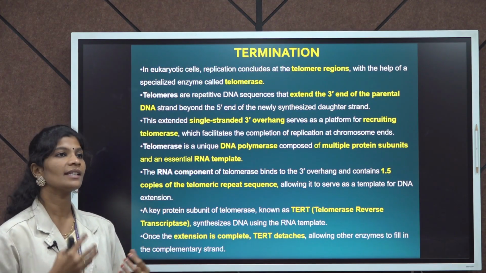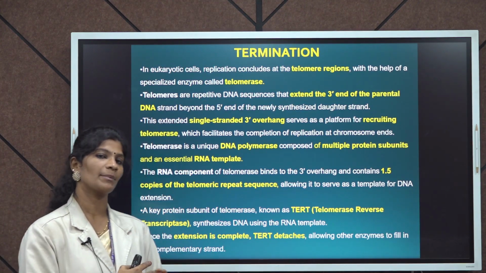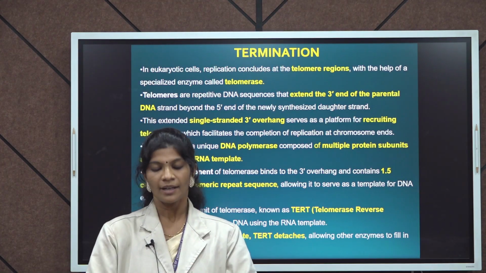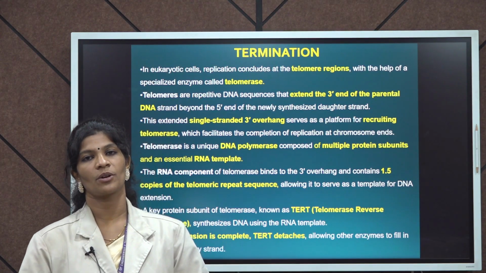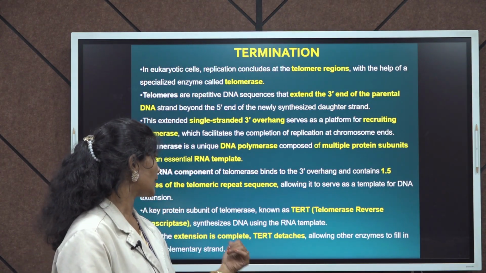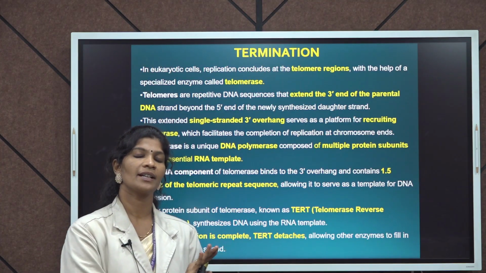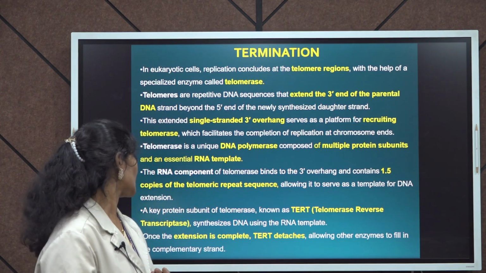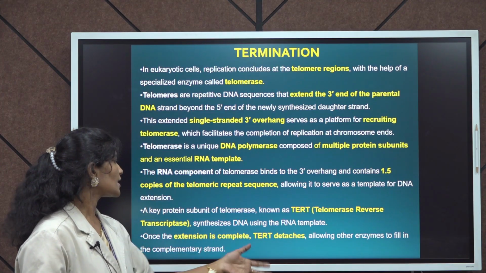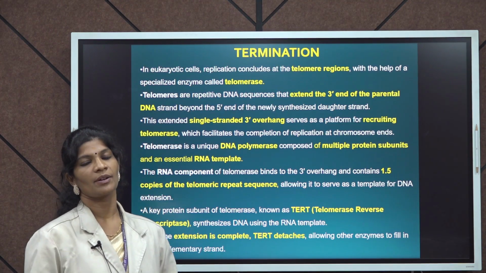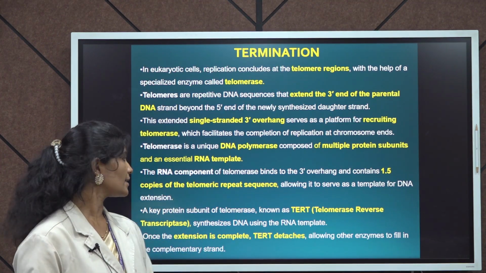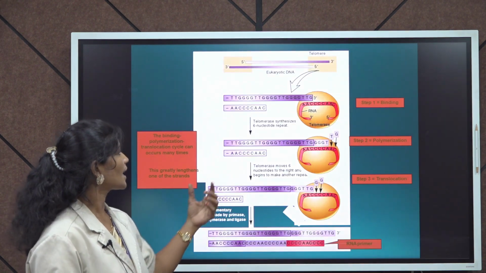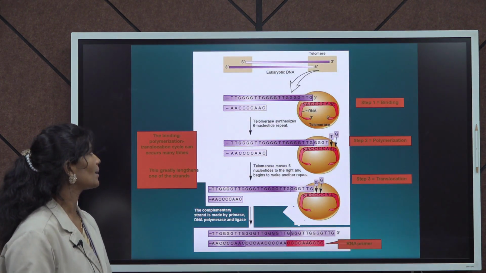It synthesizes DNA from the RNA template. In the previous steps we discussed that DNA serves as a template for the replication process, but in the telomerase enzyme alone, RNA serves as a template from which the newly grown DNA will be synthesized. Once the extension is complete, TERT detaches from the overhanging end and the DNA synthesis will be completed, and this has been explained in this diagrammatic representation.